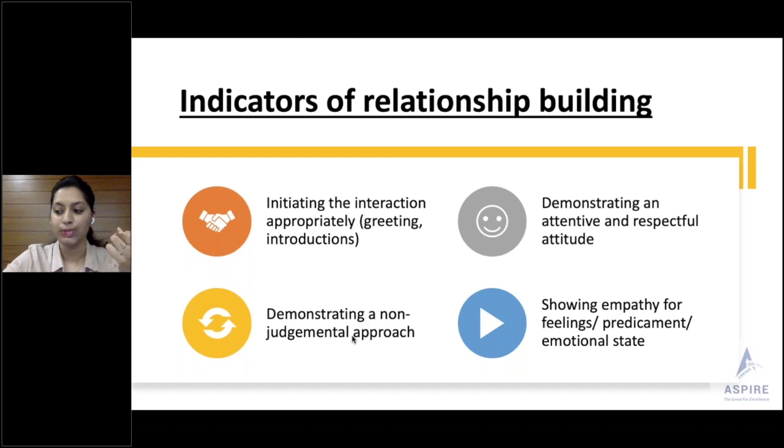Showing empathy for feelings or their emotional state. Empathy involves the understanding and sensitive appreciation of another person's predicament or feelings. So this can be achieved through both nonverbal and verbal behavior, such as use of silence when they are telling you something sad or something serious. And verbal empathy includes more, it includes you specifically naming and appreciating the patient's emotions and predicament.